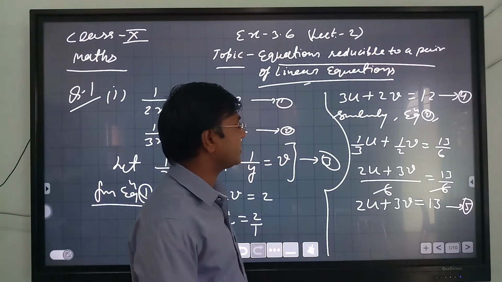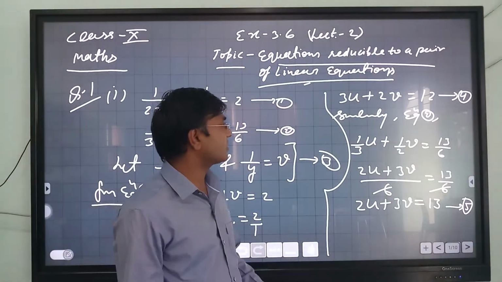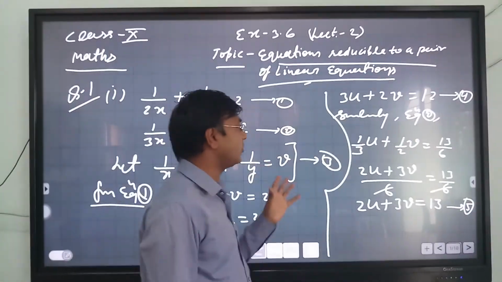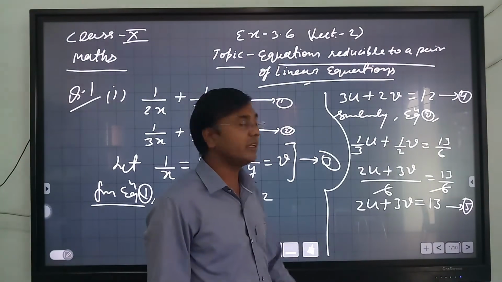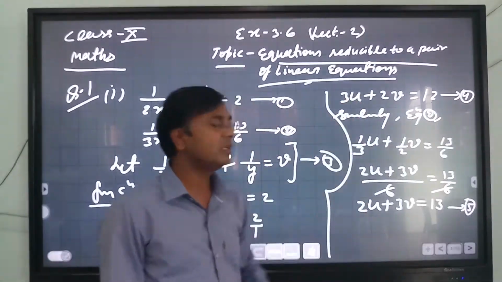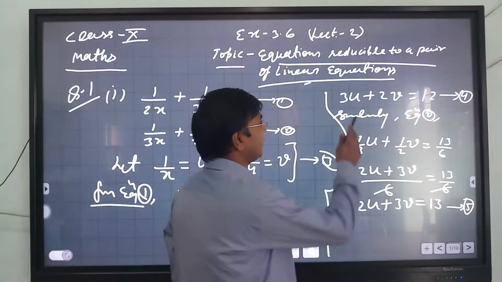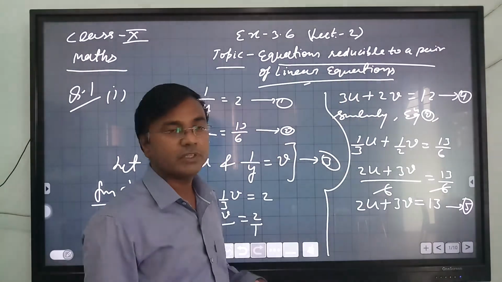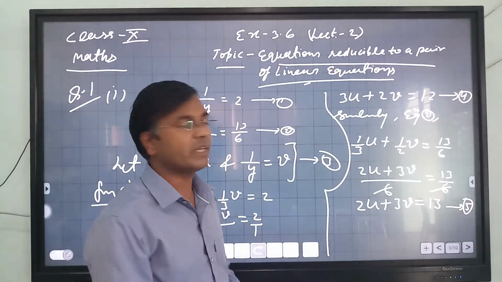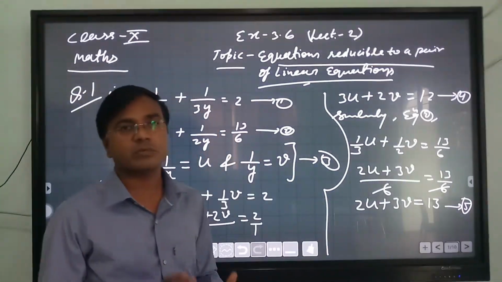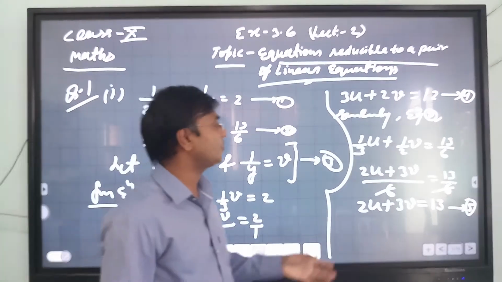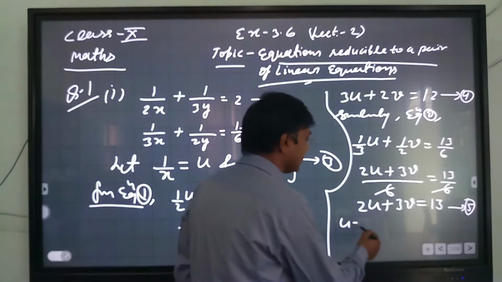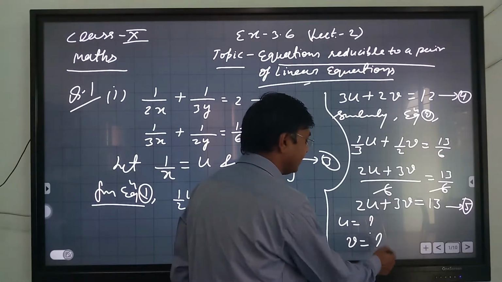So now we clearly see that the equations given as 1 and 2 were not in linear equation form. Now the equations have been reduced to a pair of linear equations, that is, equations 4 and 5 are linear equations with variables u and v. So now we have to solve equations 4 and 5 using the elimination method, substitution method or cross multiplication method. You may apply any method and get u and v. So we have to solve these equations for u and v, right?